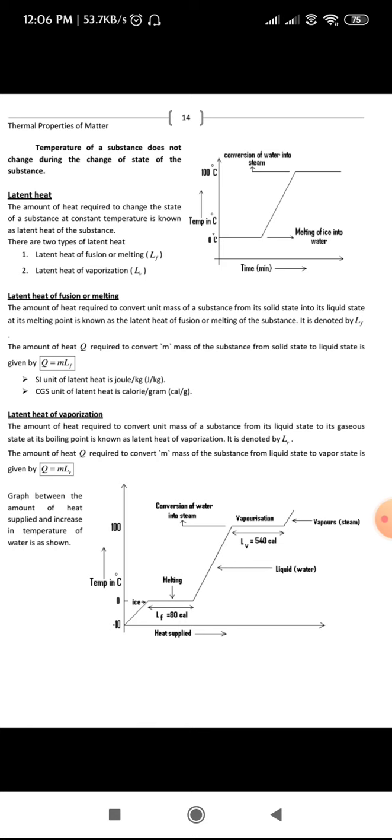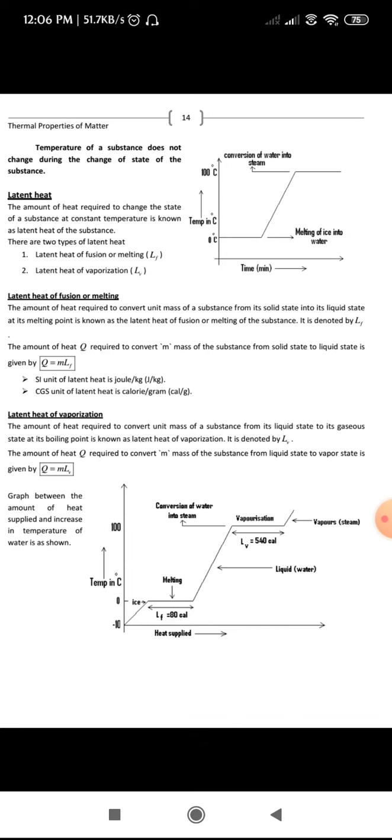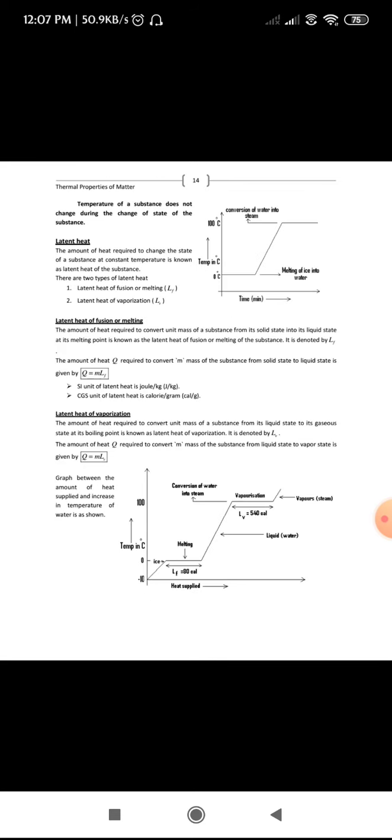Once it gets converted into water, when you supply heat, the temperature of the water increases. When the boiling point of water is reached, the water gets converted into gaseous state. The amount of heat required to convert water to gaseous state is 540 calorie. So this is regarding the plot of temperature versus heat supplied.